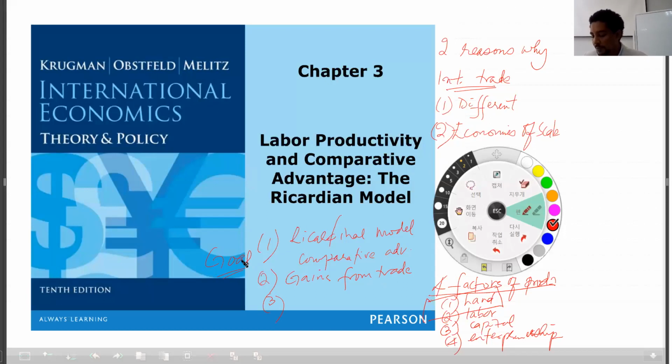And the third goal of this chapter is to describe the empirical evidence that wages reflect productivity and that trade patterns reflect relative productivity. So we'll be talking about wages and trade patterns.